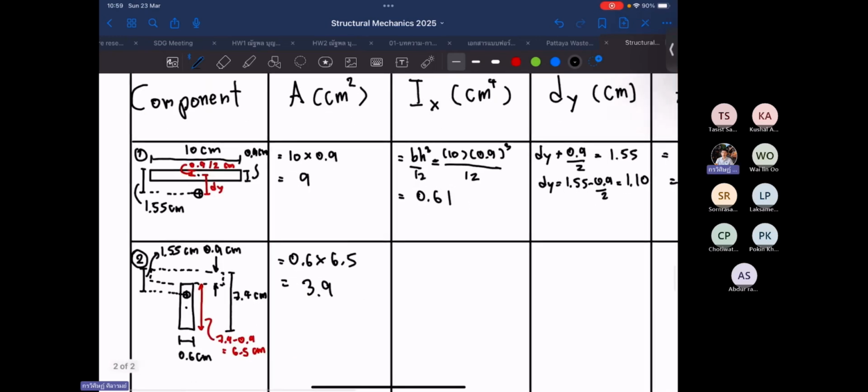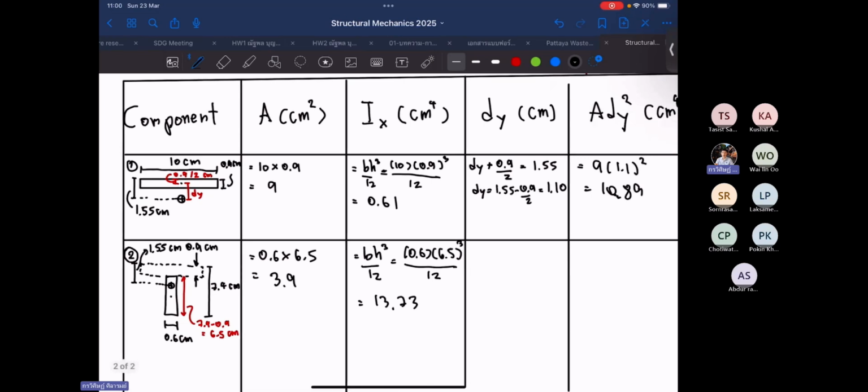Then the moment of inertia in x direction is equal to b h cubed divided by 12. So in x direction, we have to look in this direction. So this one will be your base and this one will be your height. So this one is 0.6 multiplied by 6.5 cubed divided by 12, which is 13.73.